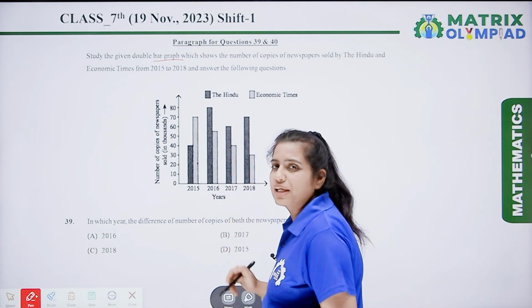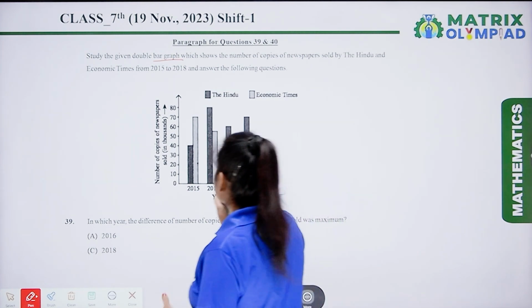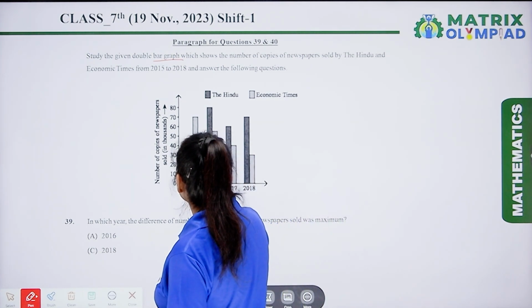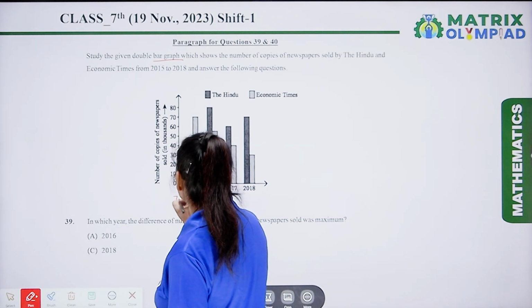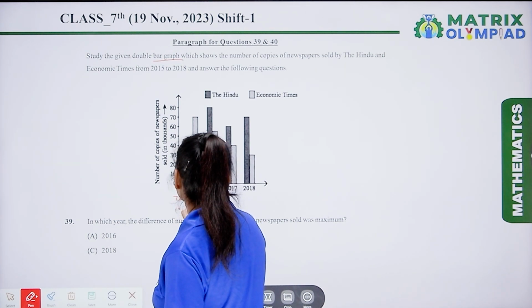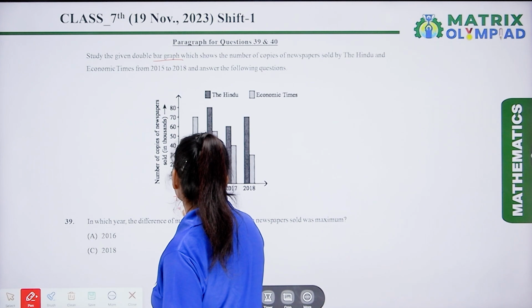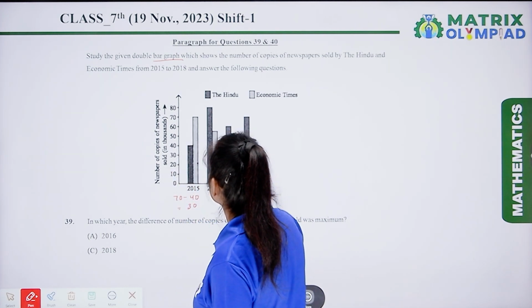So to find out the maximum difference, let's take the differences. In 2015, it's 70 minus 40, which is 30. The next is 80 minus 55.